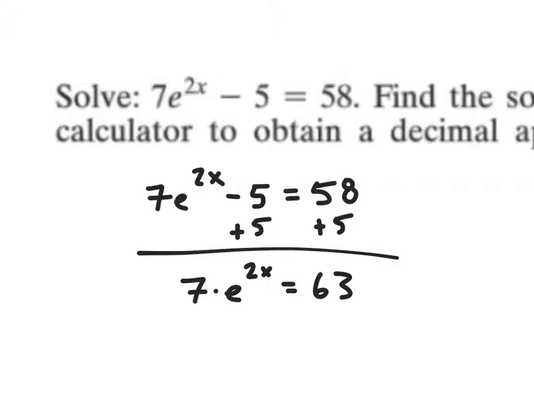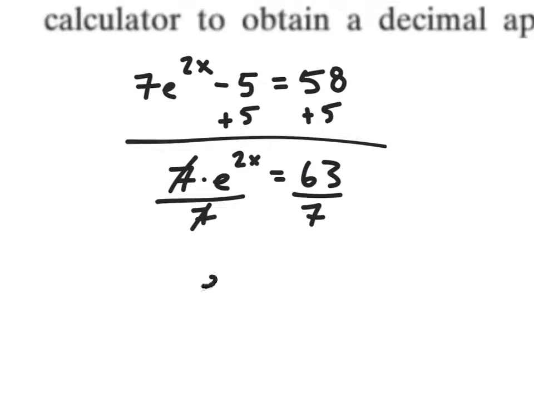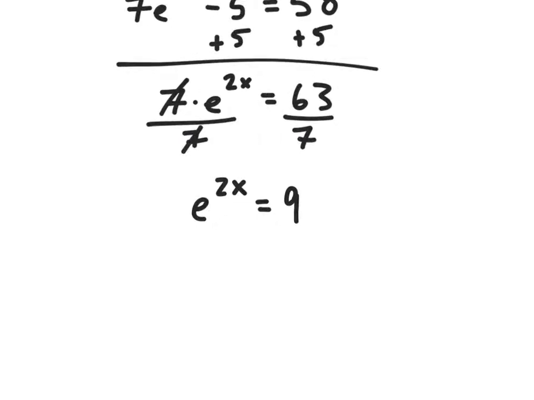And then I would divide both sides by 7. The 7s divide out here, and you are left with e to the 2x is equal to 63 over 7, which is 9. Now, we can do this a couple different ways. We didn't go over an example like this, but let's solve this 2 ways.